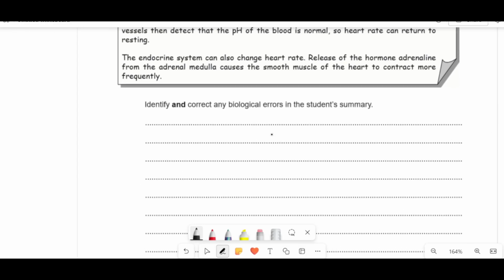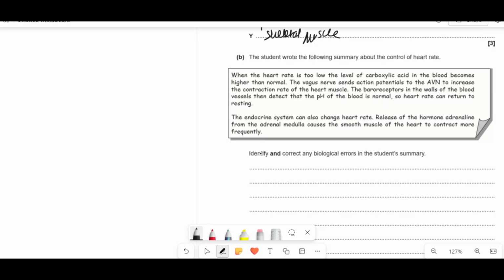So, real quick, okay. All nervous things and a lot of hormonal things follow a similar pattern: a receptor is detecting a change of some sort in your internal or external environment.